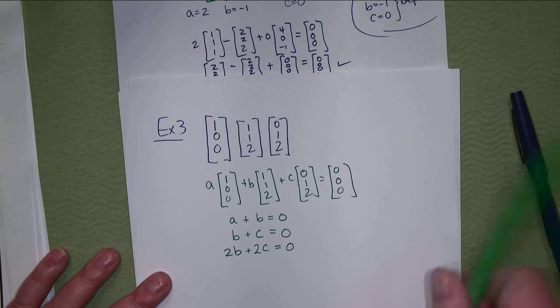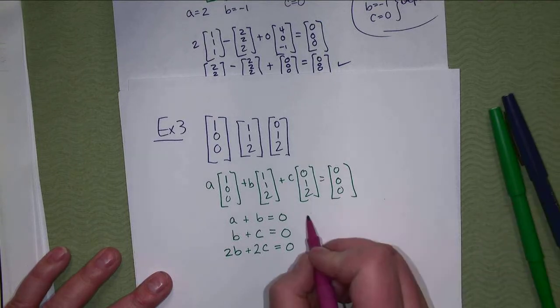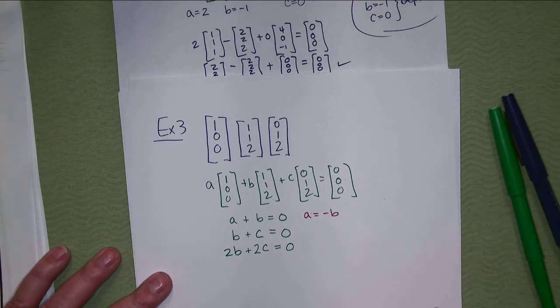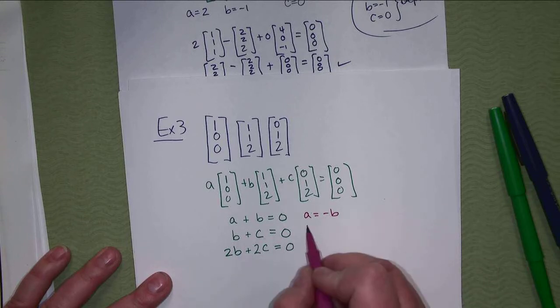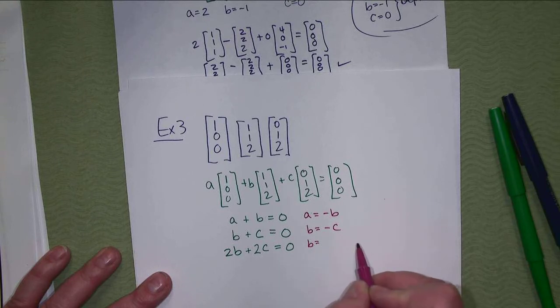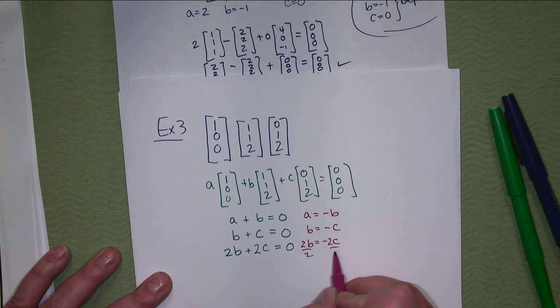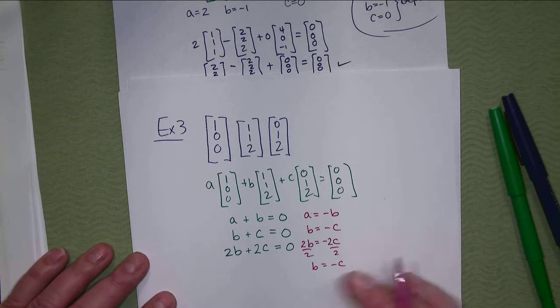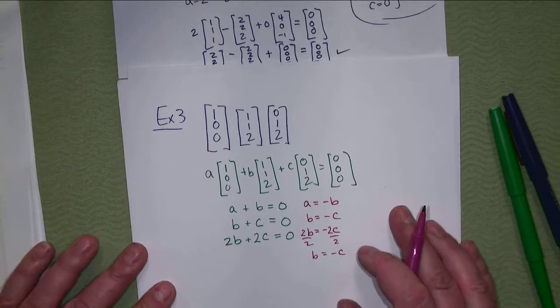But let's look at it. So here we could say A is equal to what? Negative B? And here we can say B is equal to negative C. And if we solve for B here, what would we get? Also negative C. Right? So this is the same thing stated twice. This is actually the answer. And if you remember us doing the span, this is sort of the same thing.